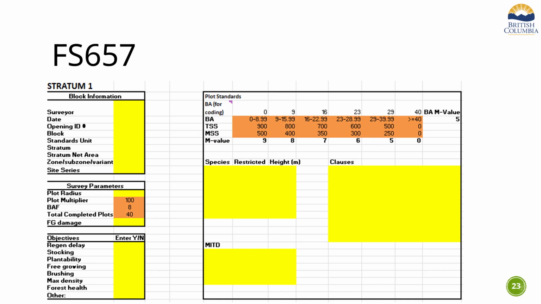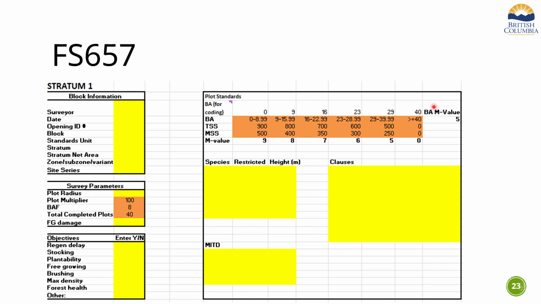If you don't enter these, the formulas will not work on the FS 658, 659 card. So at minimum, you have to enter the plot multiplier. It's 200 if you use a 3.99 meter plot, and 100 if you use a 5.64. You also have to enter the BAF, the basal area factor. And then when you're done the survey, you have to enter the number of completed plots.